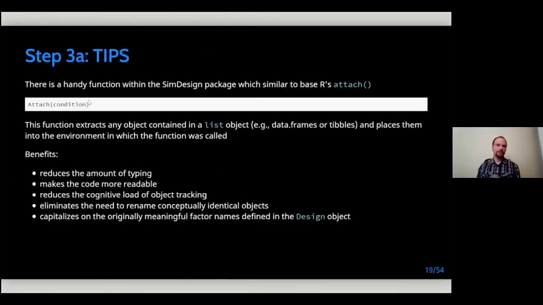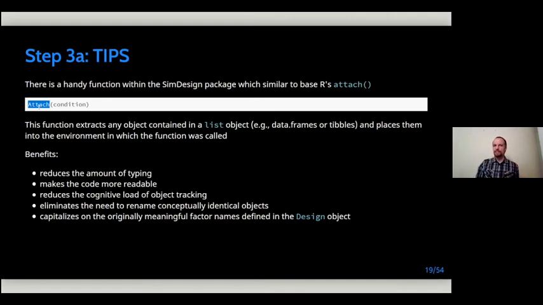So a couple of tips when you start doing the generation function for yourselves: you might be familiar with base R's attach function. There's another function created in the SimDesign package, which is capital A Attach. What that function is going to do is extract out all the contents of a list object, so a data frame or tibble, each of which is technically a list of vectors, and it's going to place them into the environment in which the function was called.